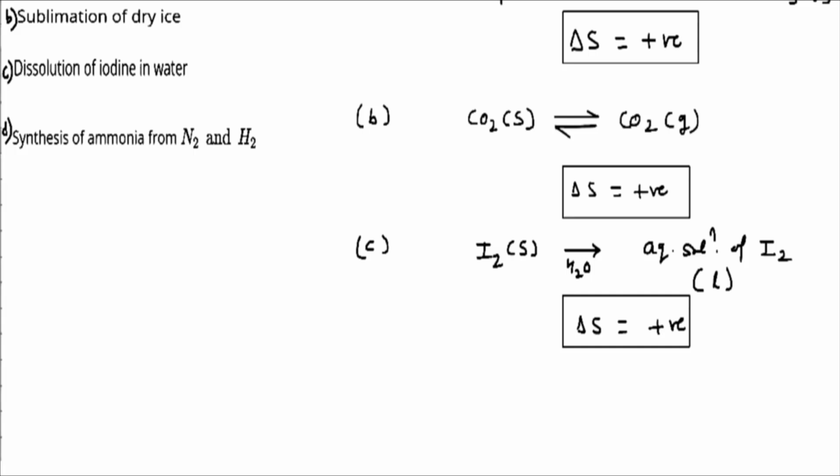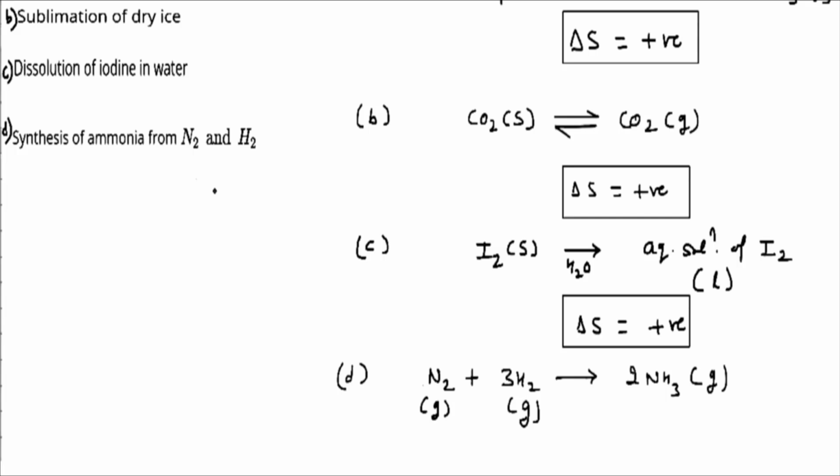Now finally we have one more option, the synthesis of ammonia from N2 and H2. In option D, when we carry out the synthesis of ammonia with nitrogen and 3 mole of hydrogen, we get 2 mole of ammonia. All of these are in the gaseous state: the ammonia, and the hydrogen and nitrogen also in the gas state.